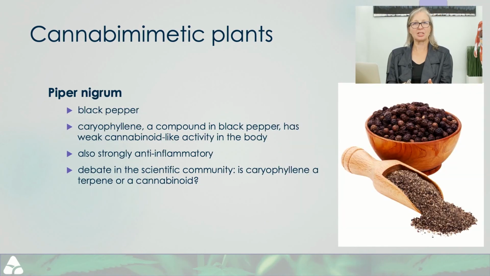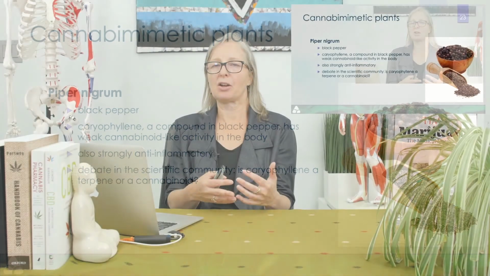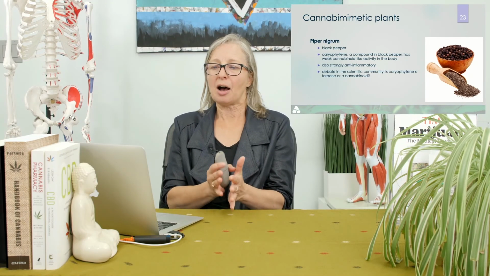Piper nigrum, which is a very common black pepper. Everybody probably has some sitting in their spice cupboard or on their kitchen table. Likely people are using this every day, just in small amounts, kind of adds a little bit of spice to our food. It has a compound, caryophyllene, which we also find in cannabis as well. So if you remember, caryophyllene is one of the terpenes that we find in cannabis.